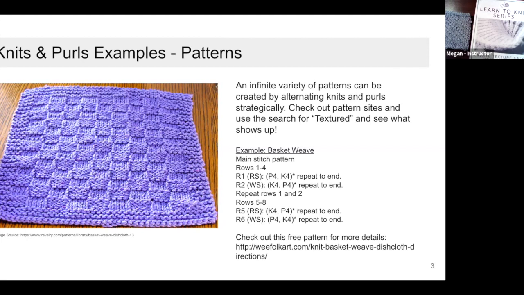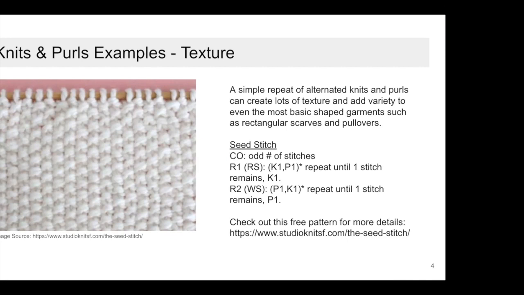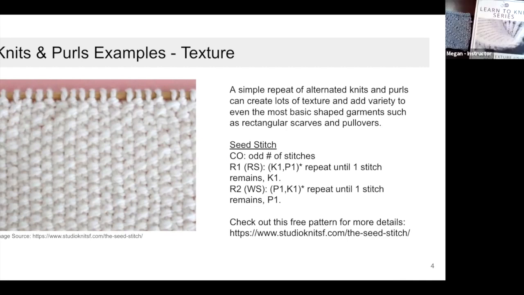And then the next one I wanted to show, our last one, is another one on texture. So the pattern we're doing today is a little bit like this, but only in diagonal lines. But this is the seed stitch. So you can see it's got a little bump, almost like a little X going on there. And these are basically knit 1, purl 1 over and over. And then when you're working the second side, it is the purl 1, knit 1.